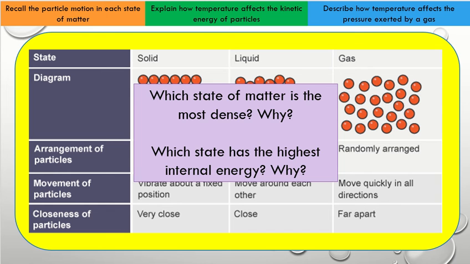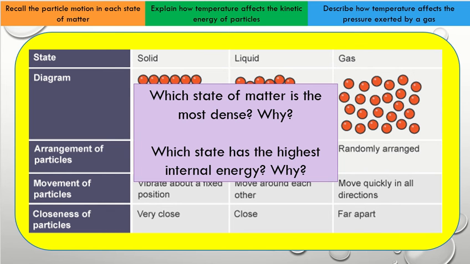So if we're thinking about which state of matter is the most dense, that is going to be a solid. So that'll give you your first mark for this question. The reason why they are the most dense is because the particles are packed very closely together. Remember, that's our definition of density: how closely packed together the particles of a substance are. And solids are going to be more dense than liquids and gases.